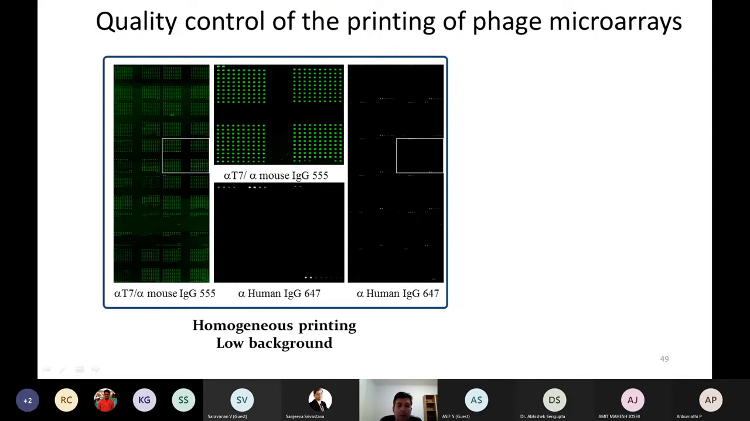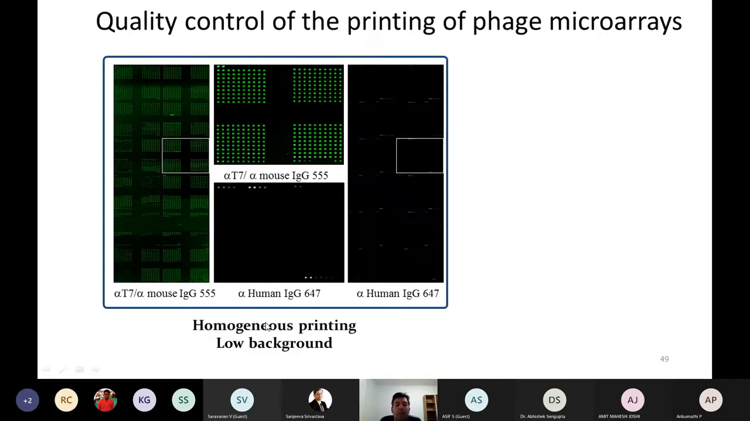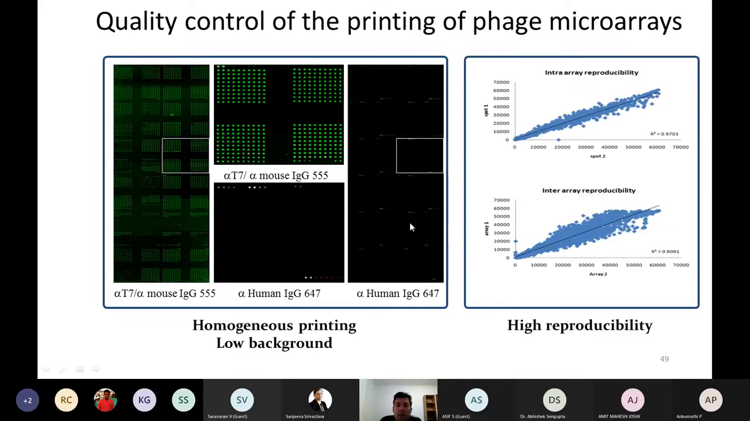This is the quality control of these arrays printed with the phages, and as you can see in the image, the array containing 2,000 phages and controls in duplicate was really homogeneous in the intensity of the presence of the phages. And with the secondary antibody, the anti-human IgG conjugated with Alexa 647, we observe a low background value.